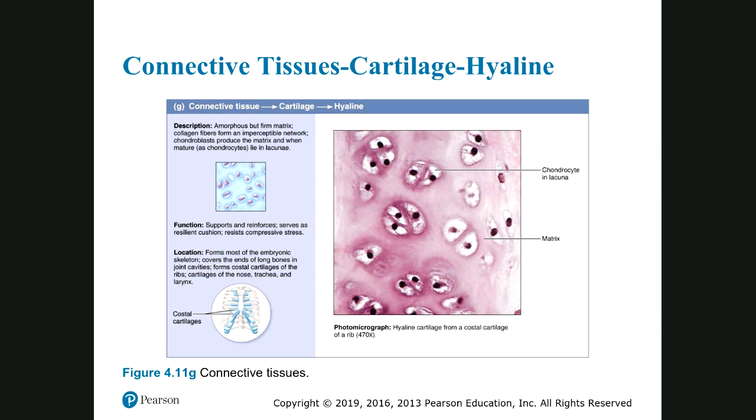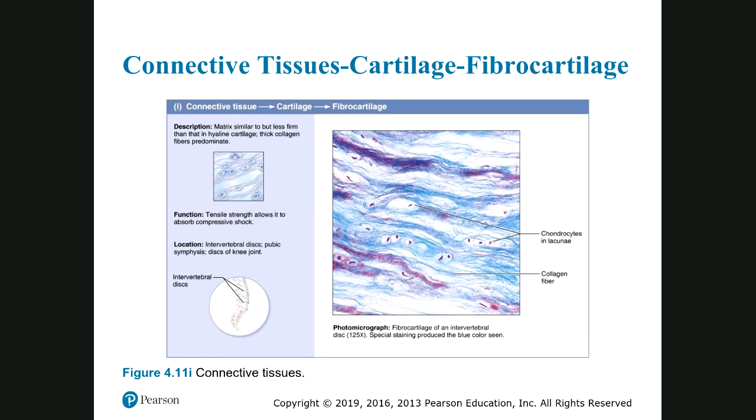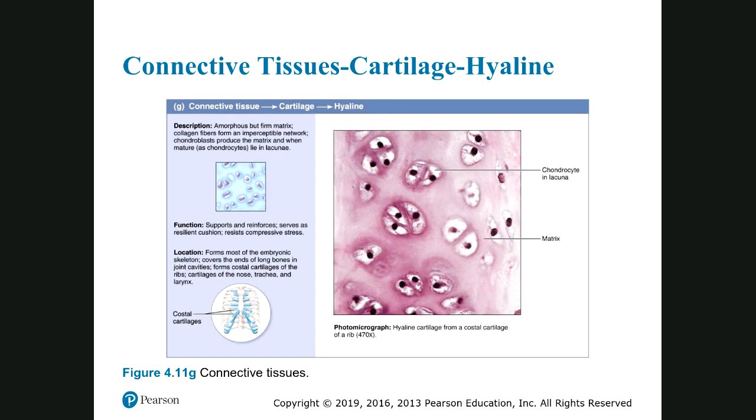There are 3 types of cartilage. We have hyaline cartilage, elastic cartilage, and fibrocartilage. Let's begin with our hyaline cartilage. It is the most abundant cartilage in the body. It has large numbers of collagen fibers present in it. It provides firm support with some pliability.